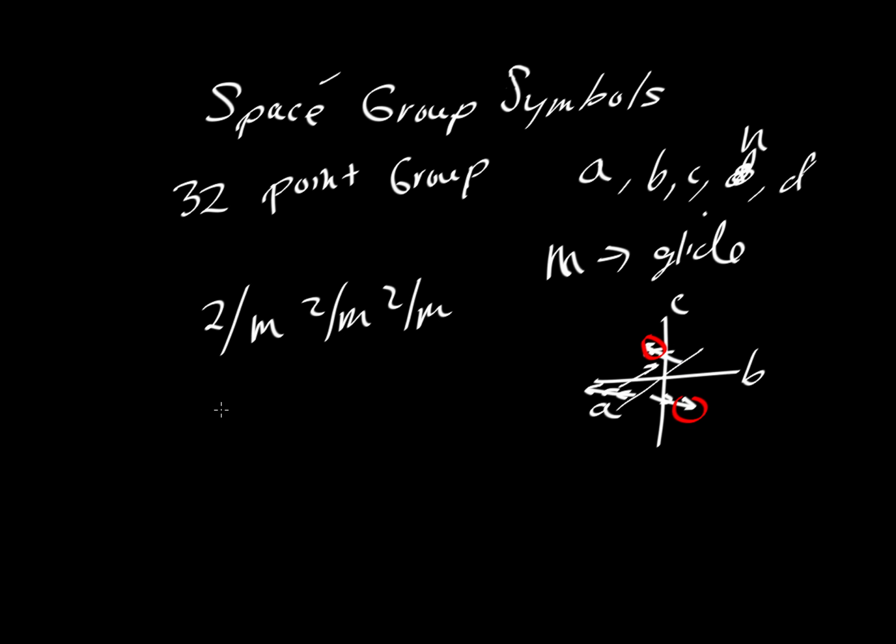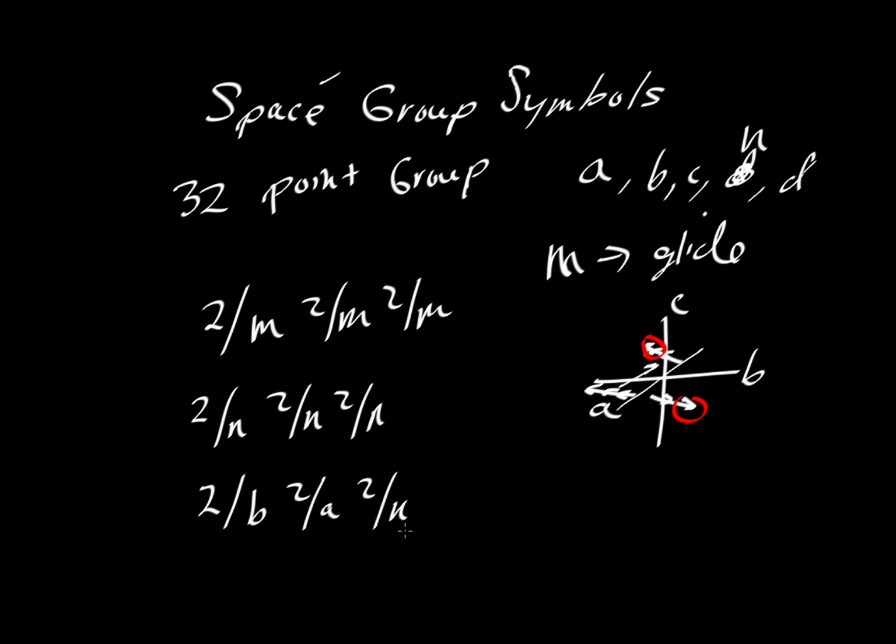So from the 2mm, we can have something like 2 over n, 2 over n, 2 over n. So instead of having mirrors that are perpendicular to the twofold axes, we can have diagonal glides that are perpendicular to those twofold axes. And then we can have a 2 over b, 2 over a, 2 over n. So we still have a diagonal glide in that third position, but here we have an a glide and a b glide that are replacing the mirrors in this point group.